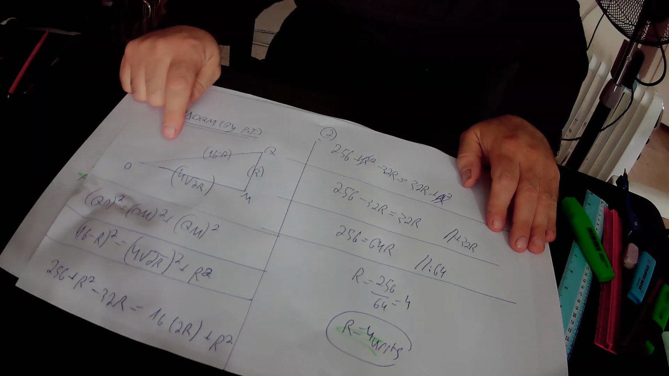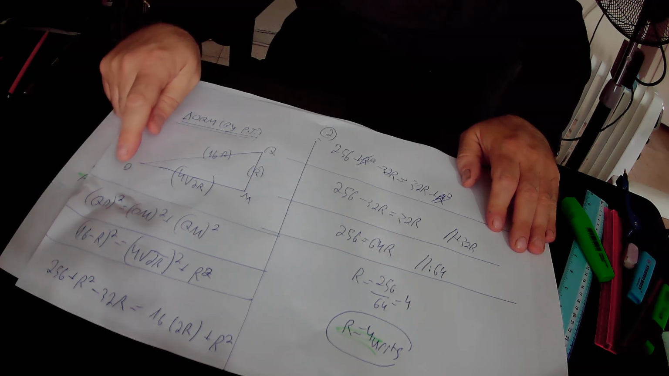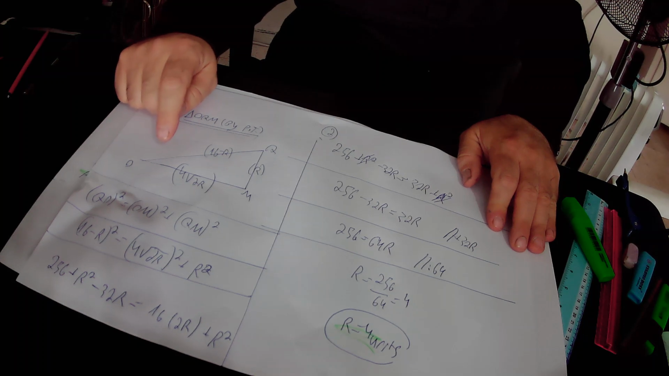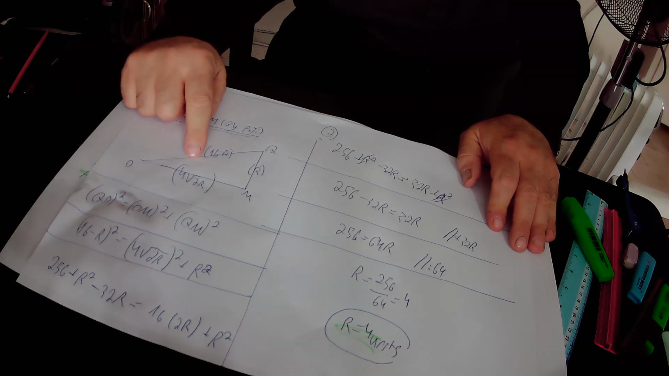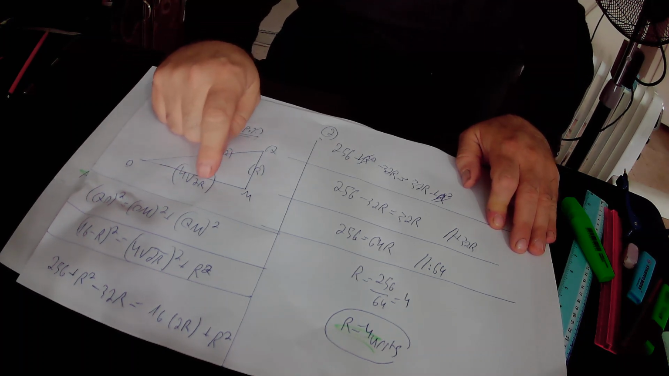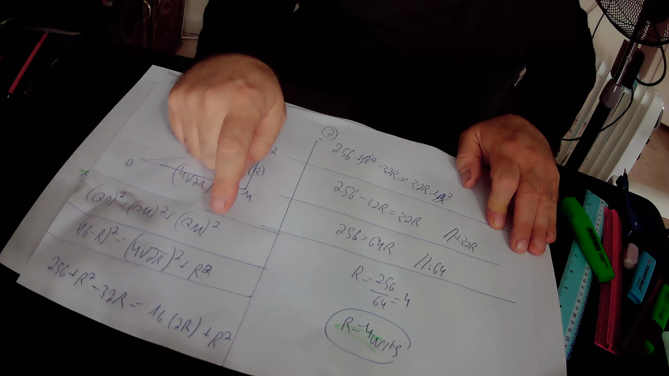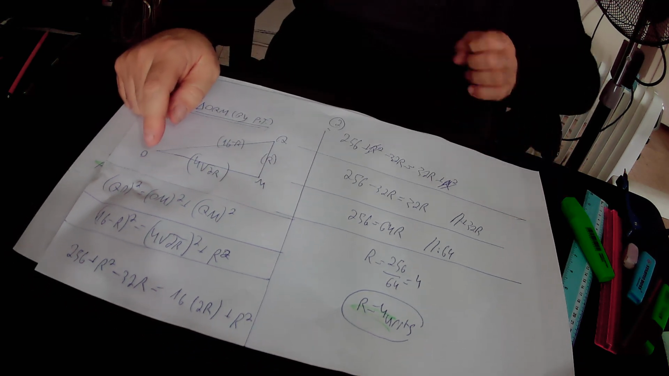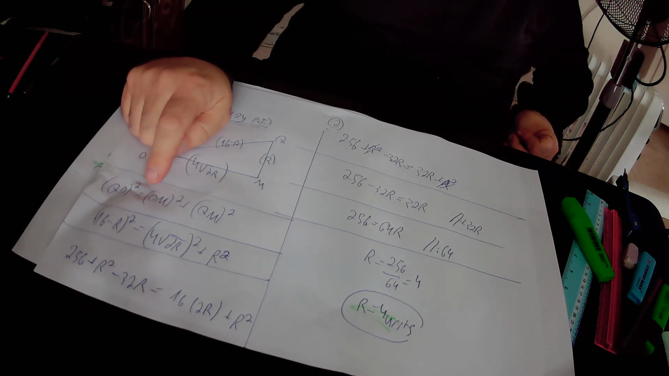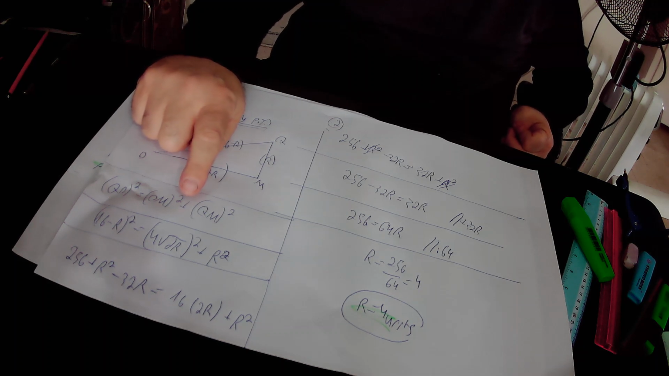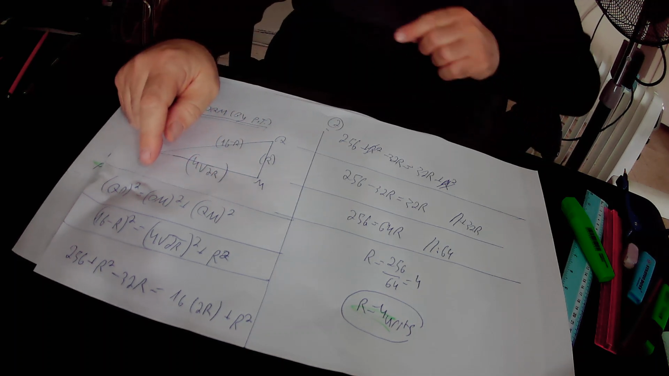OQ is 16 minus R, therefore OQ squared is (16 minus R) squared, and it must be equal to OM squared plus QM squared. OM is 4 times square root of 2R, therefore OM squared is (4 times square root of 2R) squared. QM is R, therefore QM squared is R squared. So in conclusion, (16 minus R) squared equals (4 times square root of 2R) squared plus R squared.